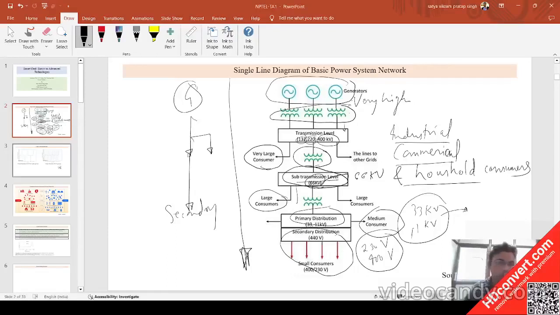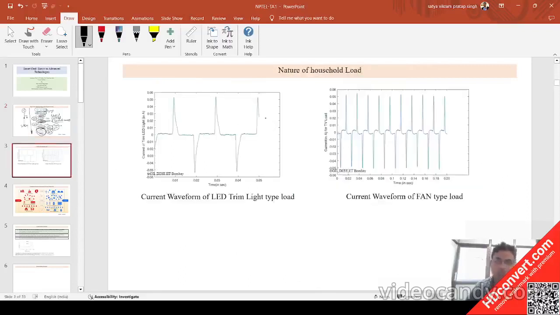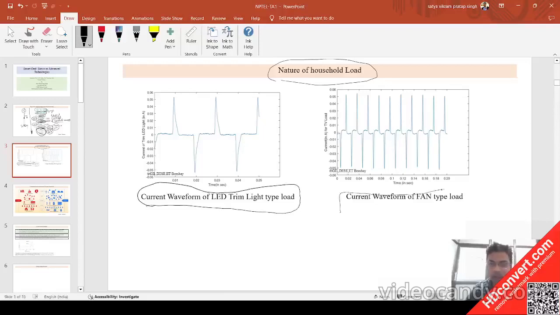Moving to the next slide. Let's focus on the secondary distribution at the last level, that is the small consumers who are consuming at the 230 volt and 400 volt level. Here this is the household load. I have given two figures which I have taken from my home itself in the laboratory. The first image is the current waveform of LED trim light type loads, and the second one is the current waveform of the fan type load, that is the BLDC based motor fan.